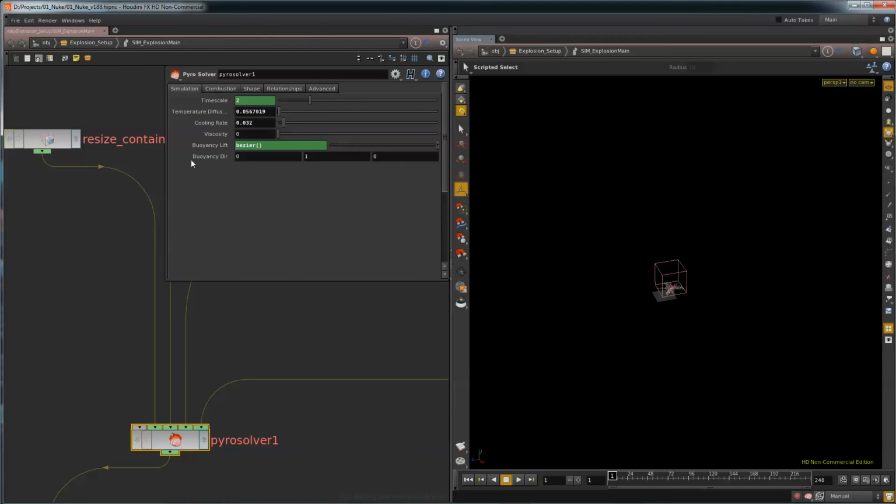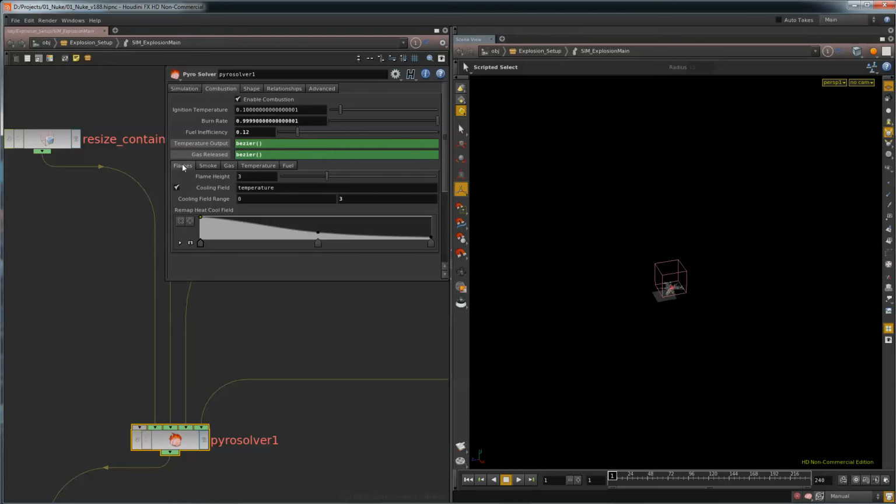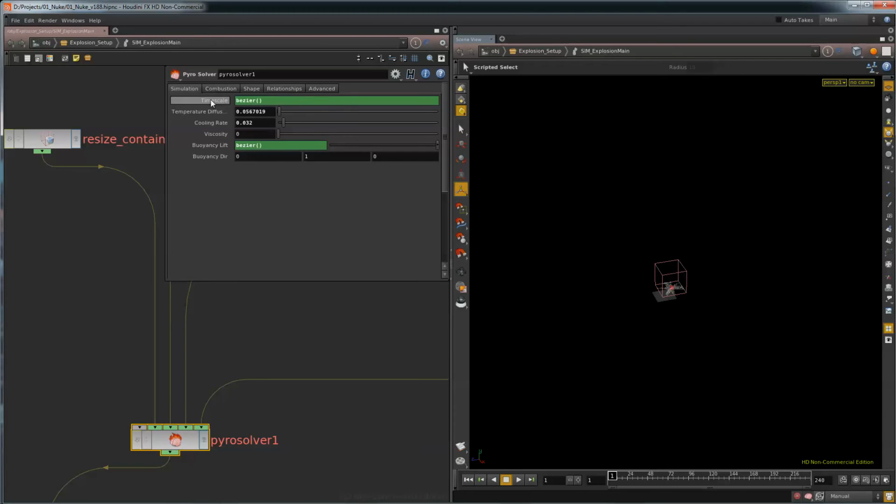And here is the PyroSolve, and there's some inputs. The important thing on here is I animate a lot of stuff to get it looking like this. And most importantly, it's the time scale.